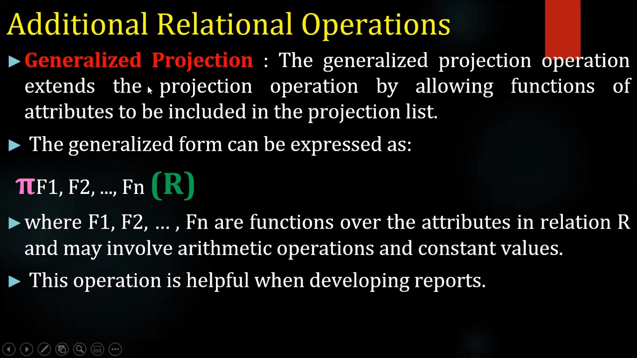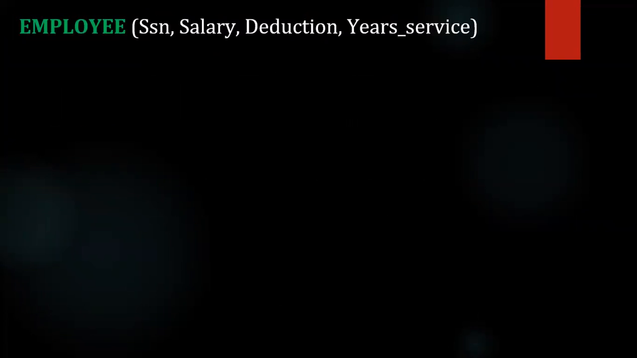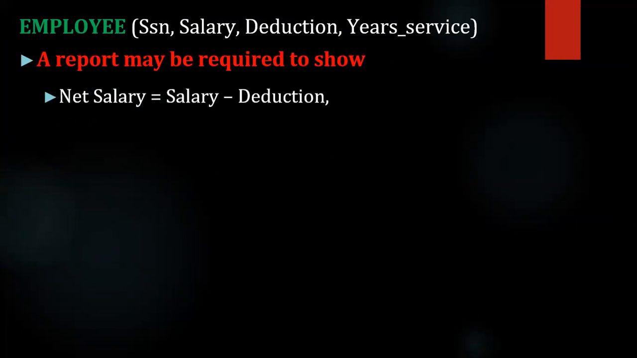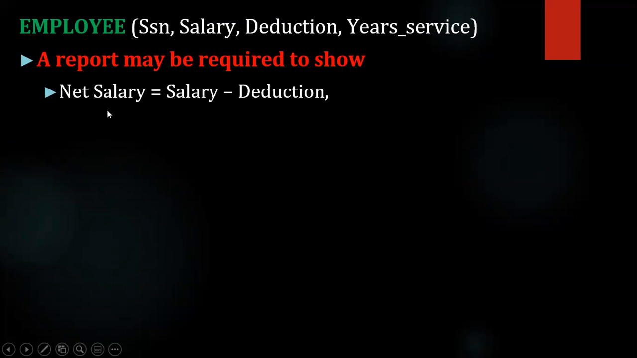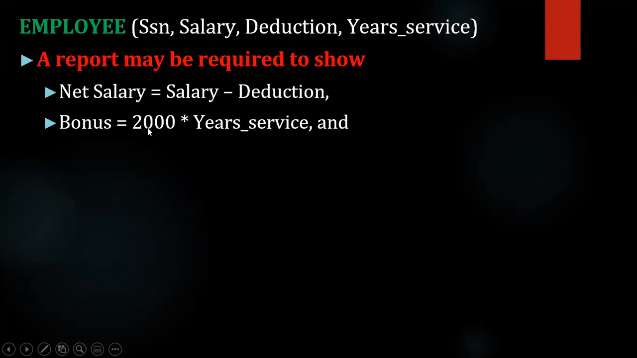So when these generalized projections are used, it will be helpful while generating reports. I want to count the total number of employees available. So count of ESSN will be a generalized projection. So now here is one example: a report is required to show net salary. So the salary column will be replaced by salary minus deduction. I want to get the bonus, but the bonus column is not available. There I may have only years of service. Multiply years of service by 2000, then that is the bonus.